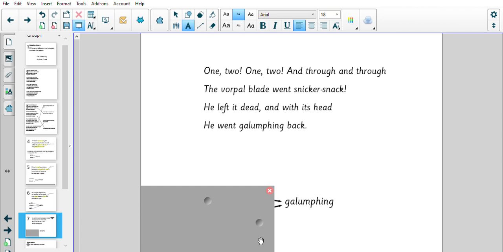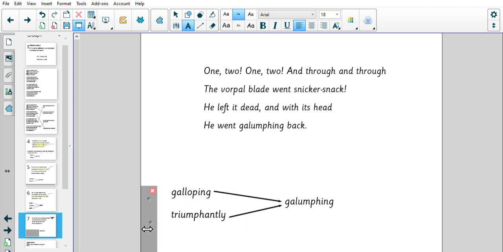Can you think of any words that might have been put together to make the word galumphing? Think about it. He's just defeated this evil, terrible creature. Okay, he's picked up the head and he's gone galumphing back. Any ideas? Let's see what it was. It was the words galloping and triumphantly.